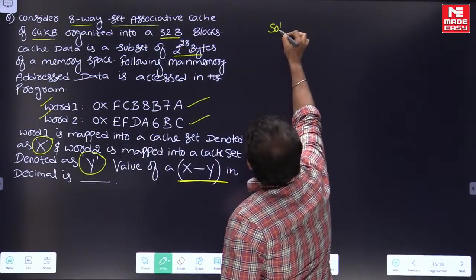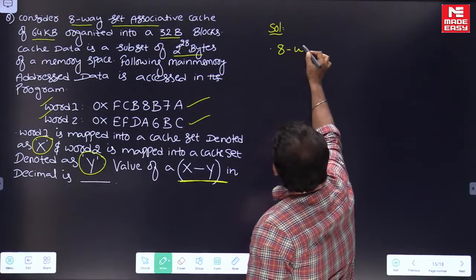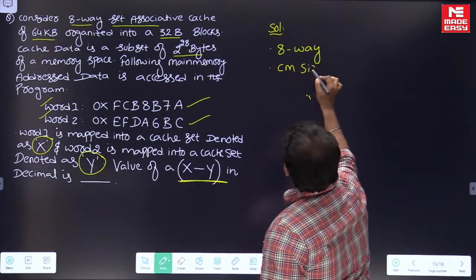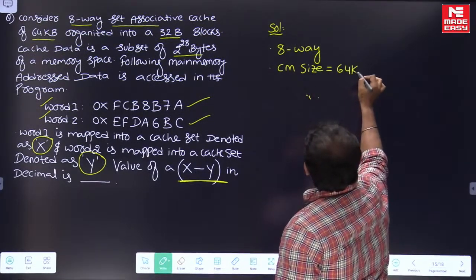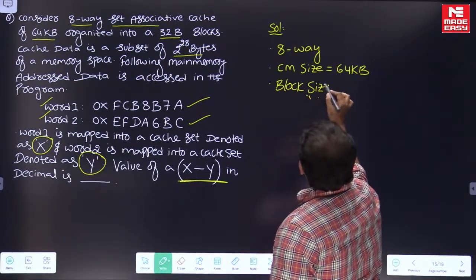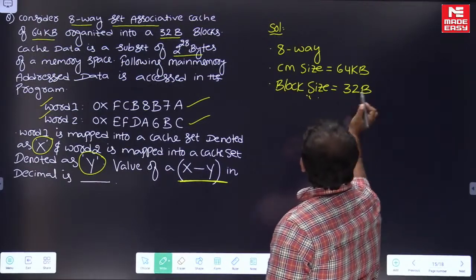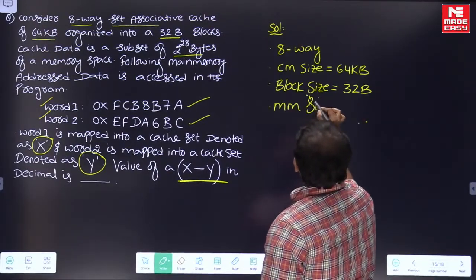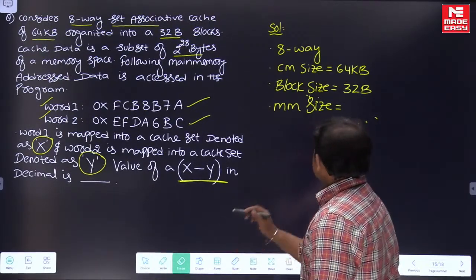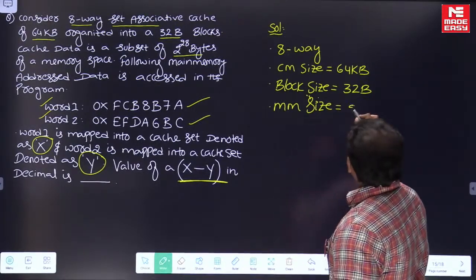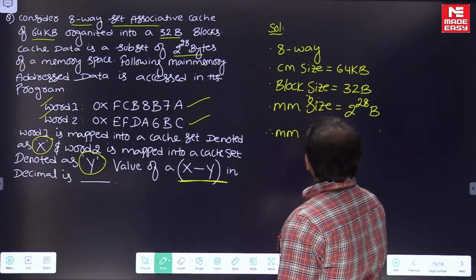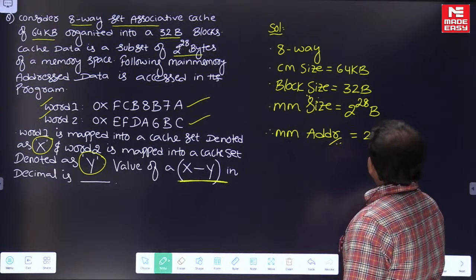This is an 8-way set associative cache. Cache memory size given, 64 KB. Block size given, 32 byte. Main memory size: you know cache memory data is a subset of main memory data, so main memory size is indirectly given, that is 2 power 28 bytes. Therefore, main memory address equals a 28-bit address.